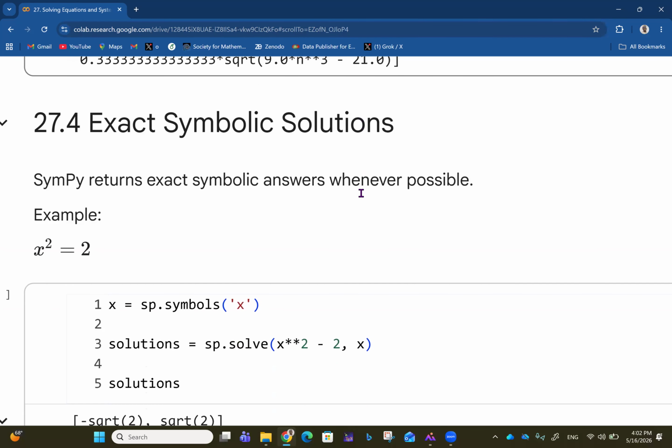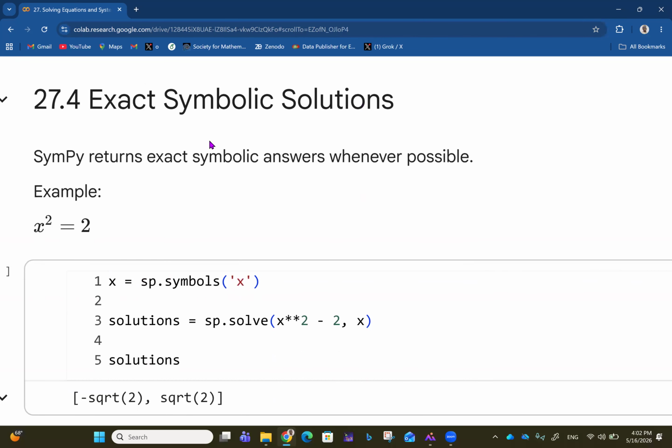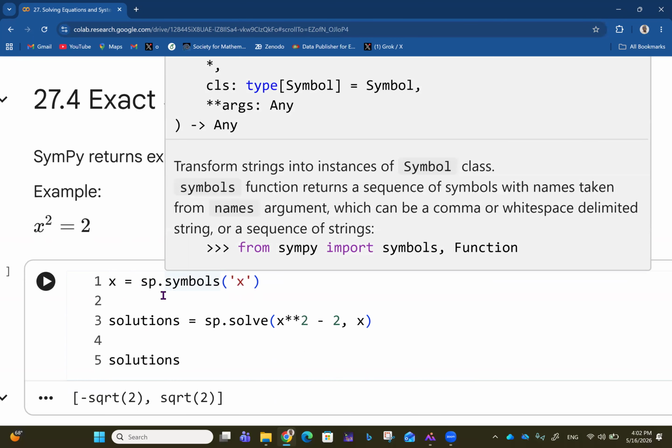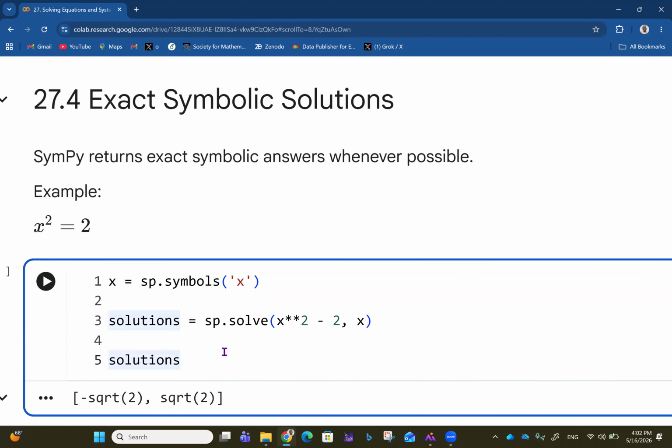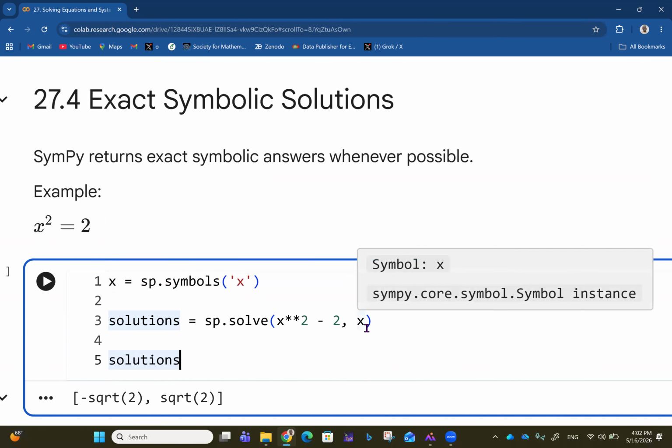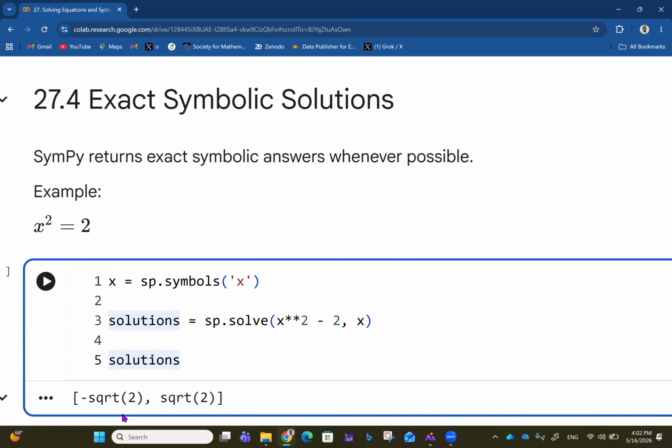How about talking about exact symbolic solutions? SymPy returns exact symbolic answers whenever possible. Example, if you solve x squared equals 2, that'll be plus or minus square root of 2. Of course, you can get it in numerical form or in the exact form, which preserves it. So if you have it as root 2, it gets preserved. Your symbol is x, so you have sp.symbols x, solutions = sp.solve(x**2 - 2, x), and then you print your solution. It gives you minus square root 2 and square root 2. That's plus or minus root 2.